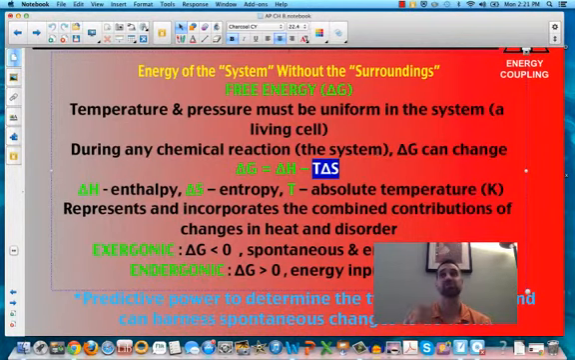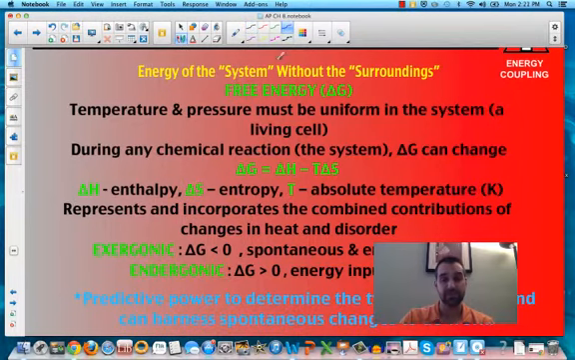However, if the temperature is low and there's low entropy or low disorder, then the amount of free energy available to work, delta G, will be high. So essentially, it's a balance between these two terms. If we decrease the amount of enthalpy, but we increase either the temperature or the delta S, the entropy, that means we're going to get a negative delta G.